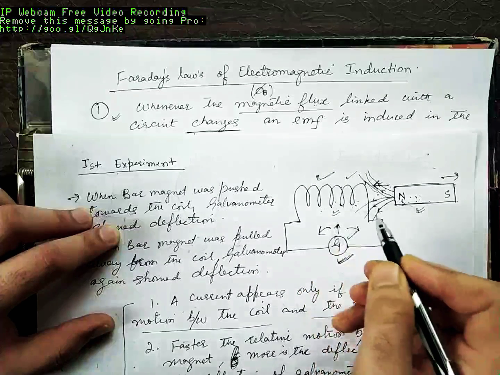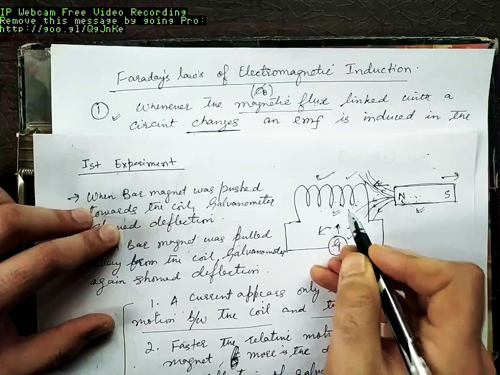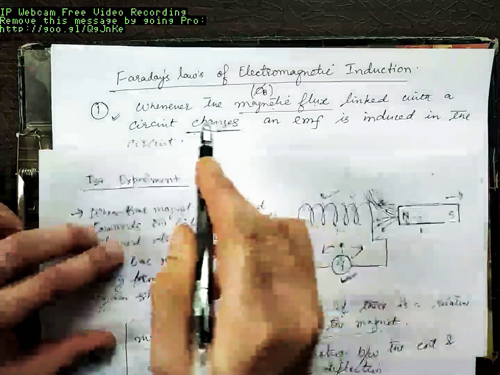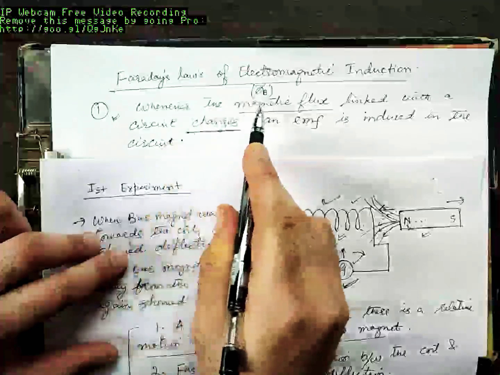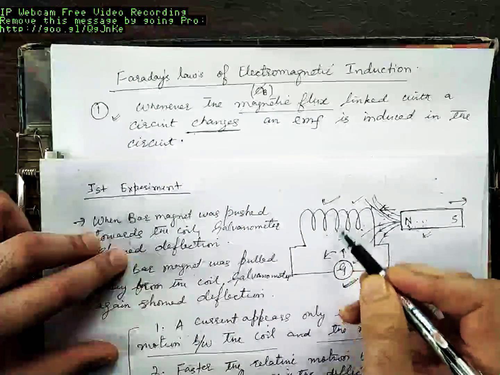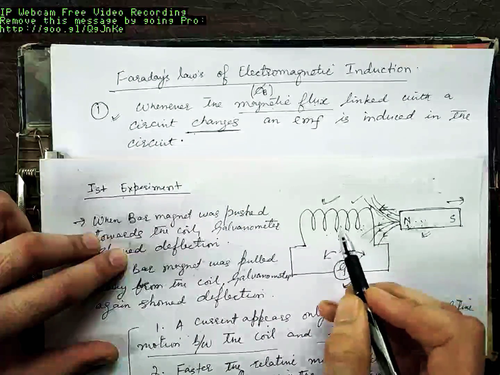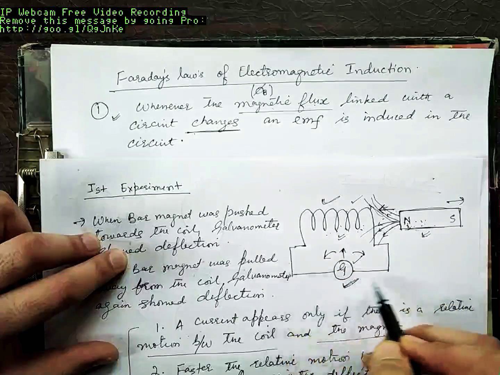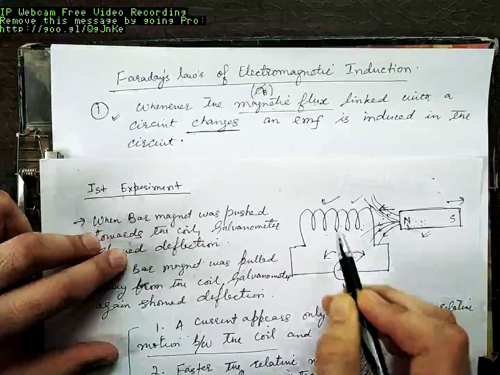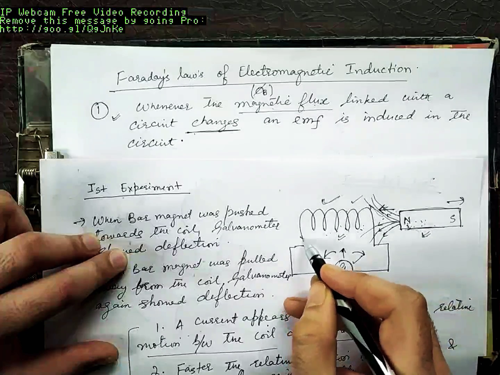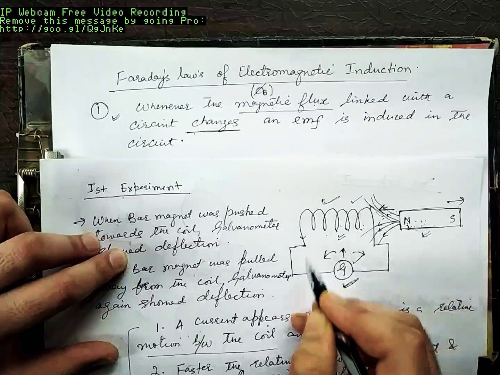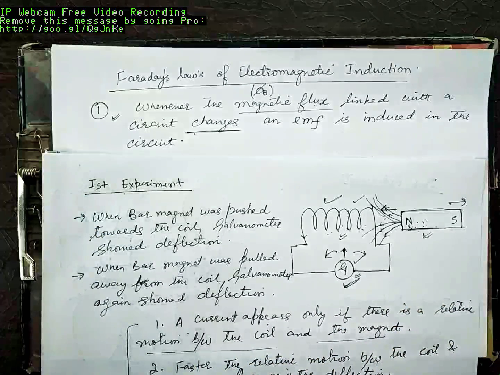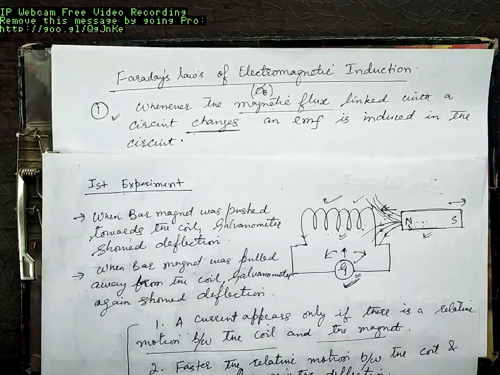When the magnetic flux passing through this coil changes, according to Faraday's first law of electromagnetic induction, there will be a voltage induced in this coil. And if the circuit is complete, that voltage will generate a current in the circuit. That current will flow through the galvanometer and the galvanometer shows deflection. Fine. Next.